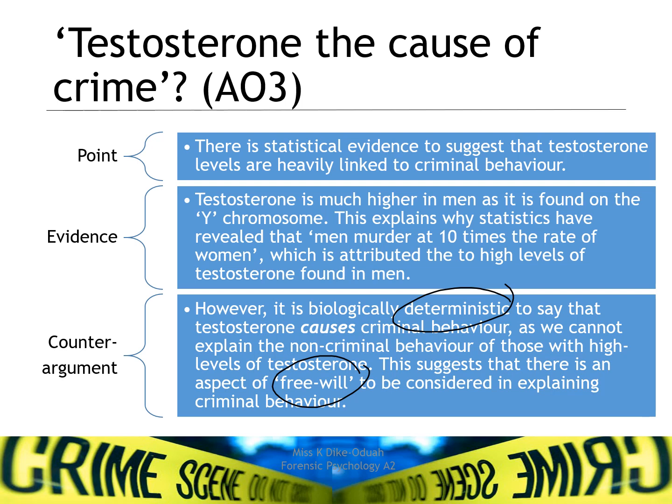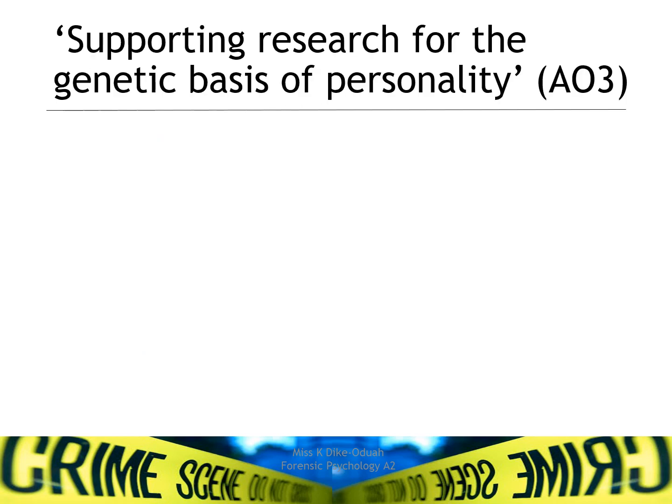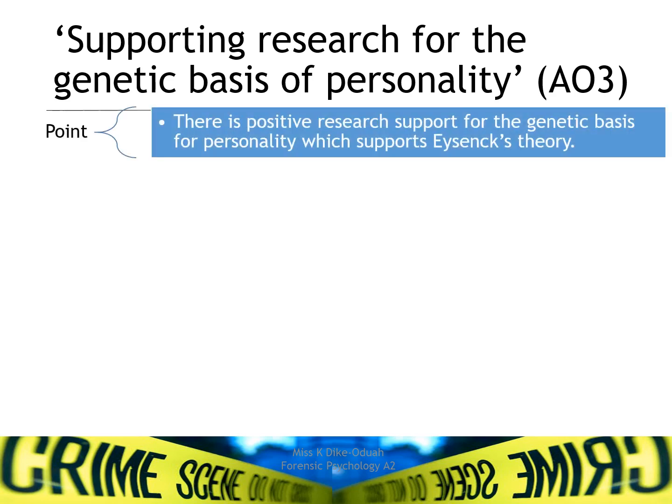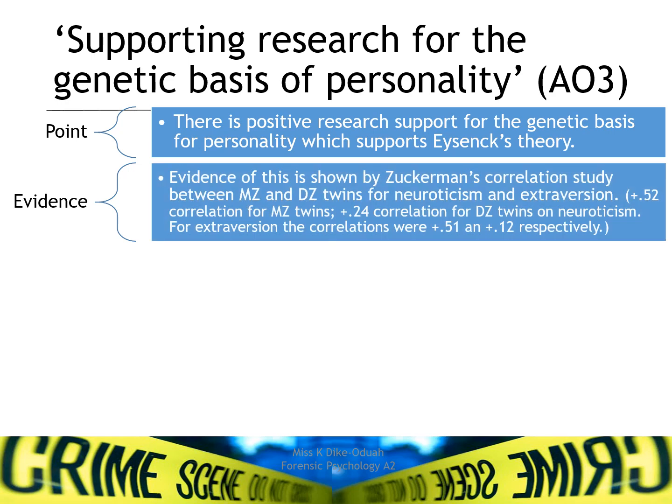So let's have a look at another AO3 point. Support and research for the genetic basis of personality. Our point is there is positive research support for the genetic basis for personality, which supports Eysenck's theory. The evidence comes from twin studies done by Zuckerman, and he looked at correlations between monozygotic twins and dizygotic twins. He found that both monozygotic twins and dizygotic twins were positively correlated for the traits neuroticism and extroversion.